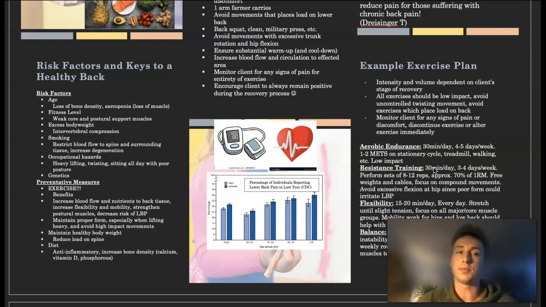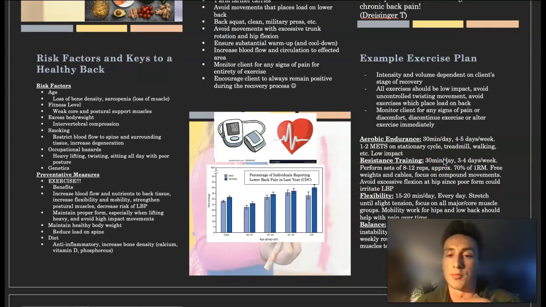And if somebody is suffering with low back pain, some stuff they can do at home for themselves. And of course, your intensity and volume should be dependent on how you feel and what stage of the recovery you're in. All exercise should be low impact. Once again, avoid any uncontrolled twisting movements that could irritate your back. And no excessive loads on the lower back as well.